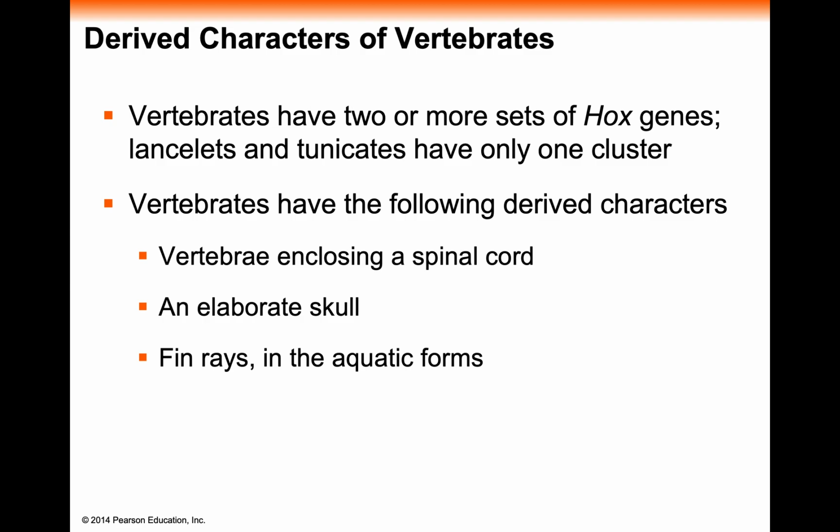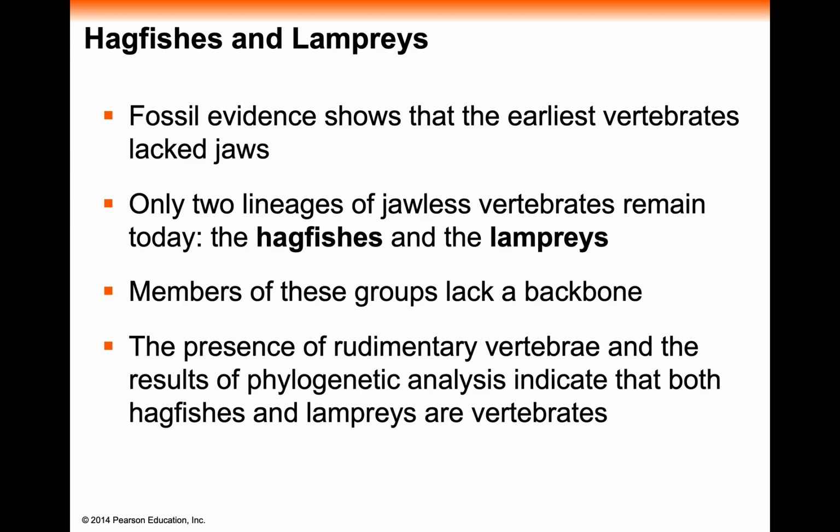Vertebrates have the following derived characteristics. First of all, vertebrae enclosing a spinal cord, so basically a protective layer surrounding that spinal cord, and an elaborate skull. We actually divide the higher level vertebrates based on their skull structures into three main groups. We have fin rays in the aquatic forms. Those fin rays eventually become our limbs in the lobe-finned fishes and more advanced.